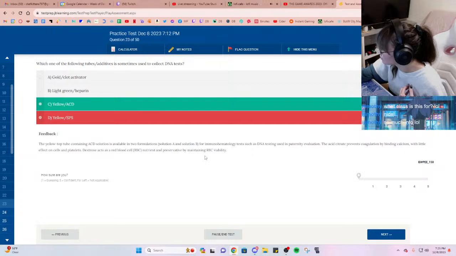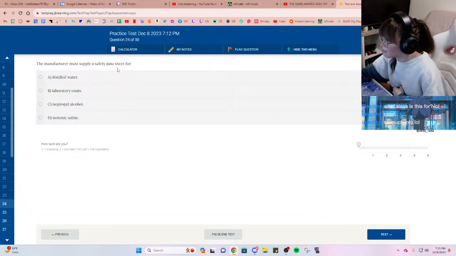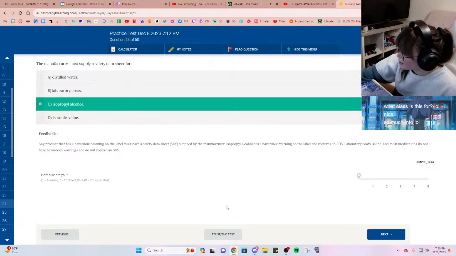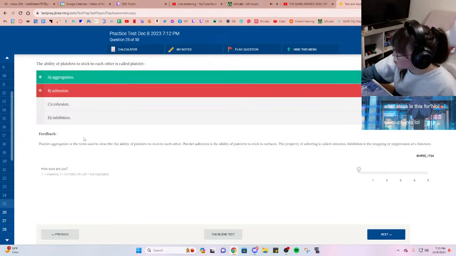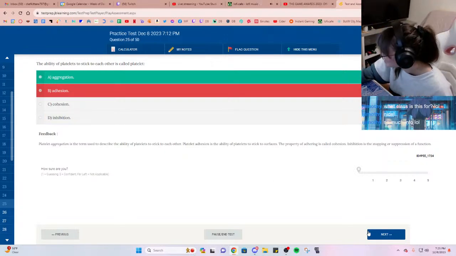Huh. Interesting. Okay. The manufacturer must supply a safety data sheet for isopropyl alcohol. Yes. I was like, is it isotonic saline? But I was like, no, I don't think so. The ability of platelets to stick to each other is called platelet adhesion? Aggregate. I'm so pissed. I'm gonna do terrible in this one.